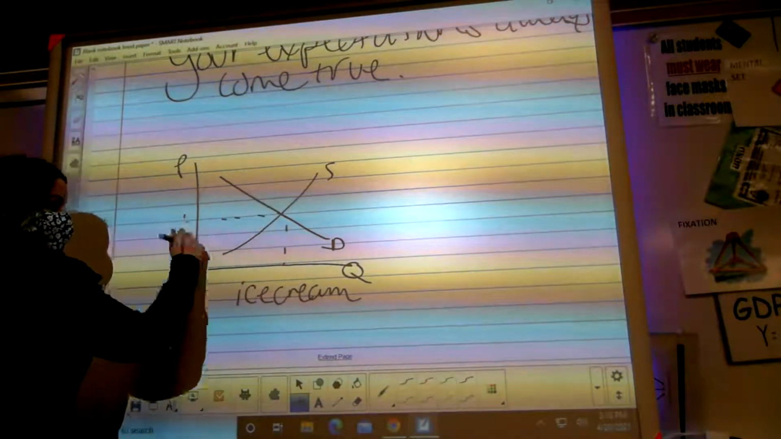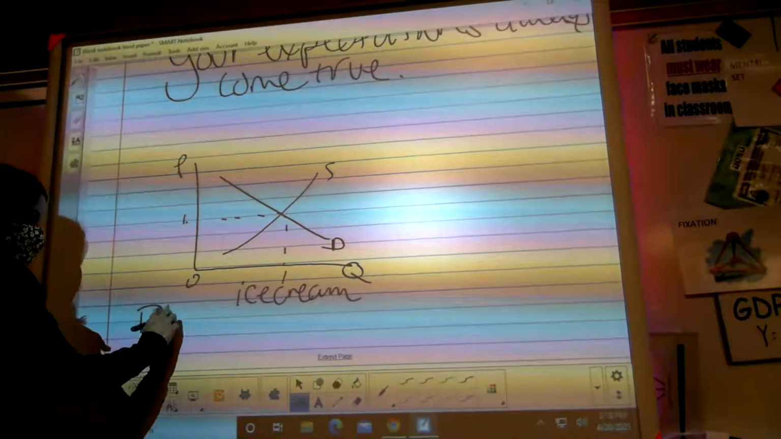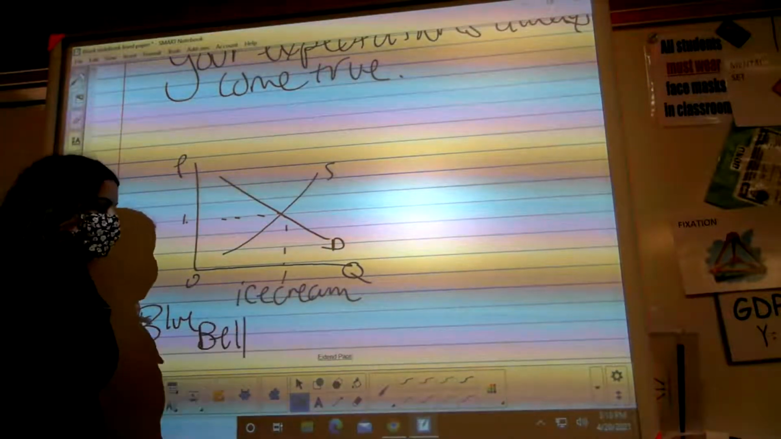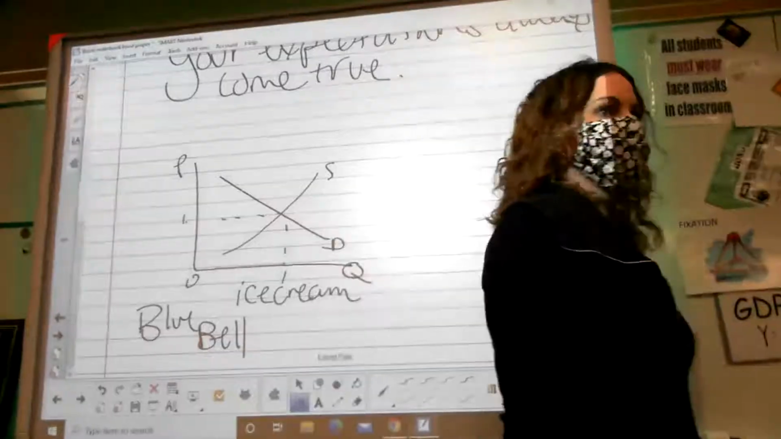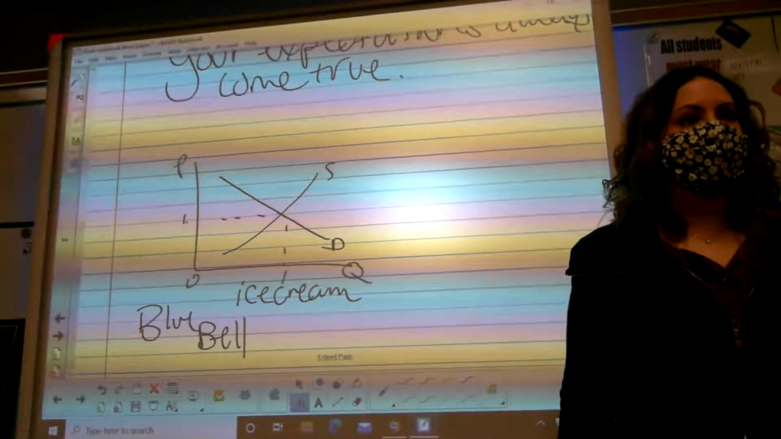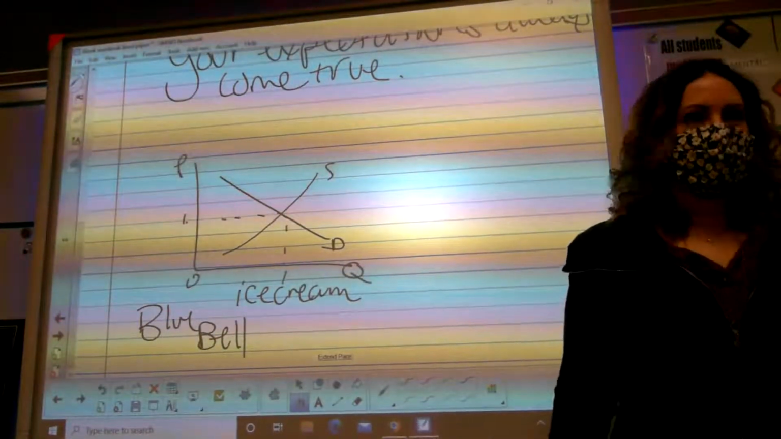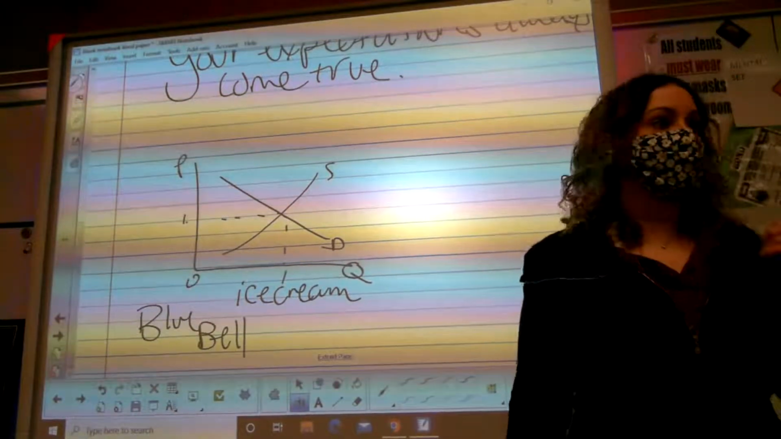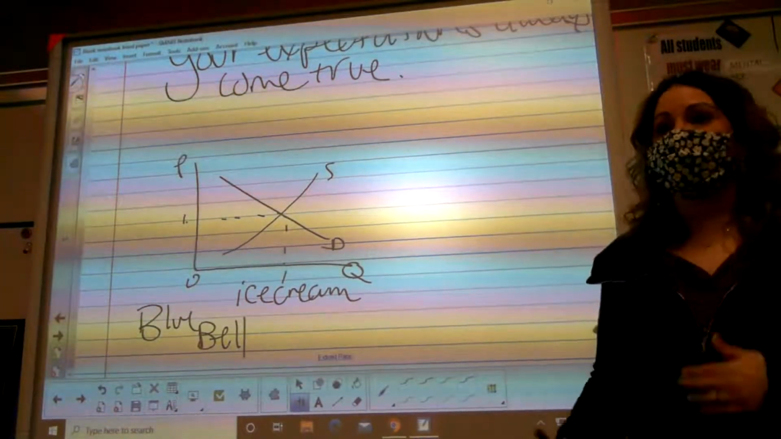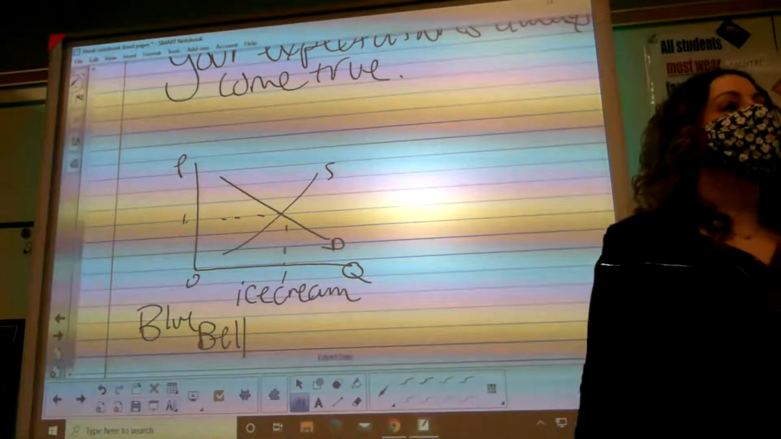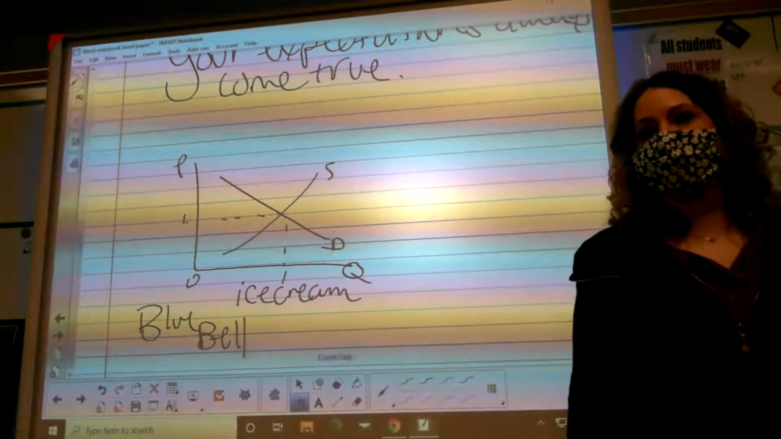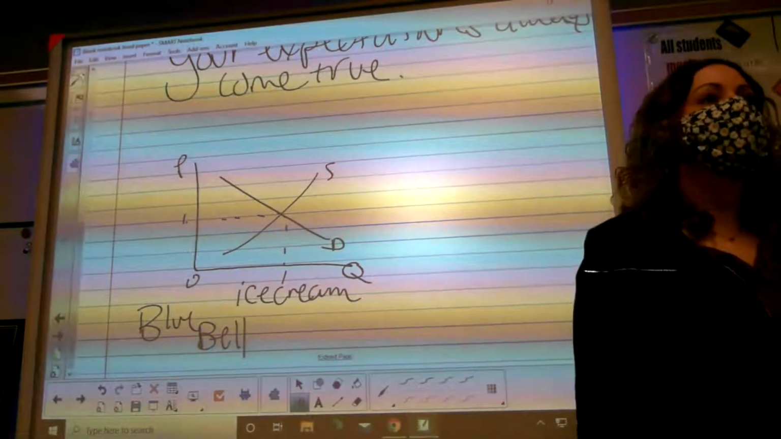You are Bluebell. You are Bluebell ice cream, and you expect summer. You expect the prices of ice cream to go up because it's summer and people love ice cream in the summer. And so you're expecting that in 2 weeks, ice cream sales are going to skyrocket. They're going to be really expensive ice cream.